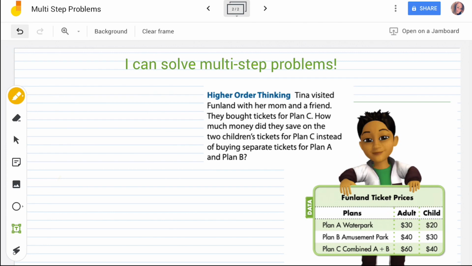So we know that Tina went with her mom and a friend. They bought tickets for Plan C. The problem is asking something a little different than the first one. How much money did they save on two children's tickets for plan C instead of buying separate for A and B? So Tina went with her mom and a friend, one adult, two kids. In this problem, do I need to worry about the cost of the adult ticket? No, I do not. I am just going to be comparing the prices for two children's tickets.